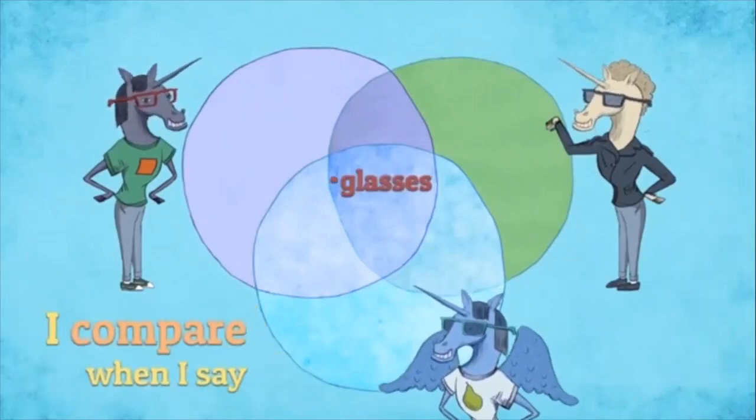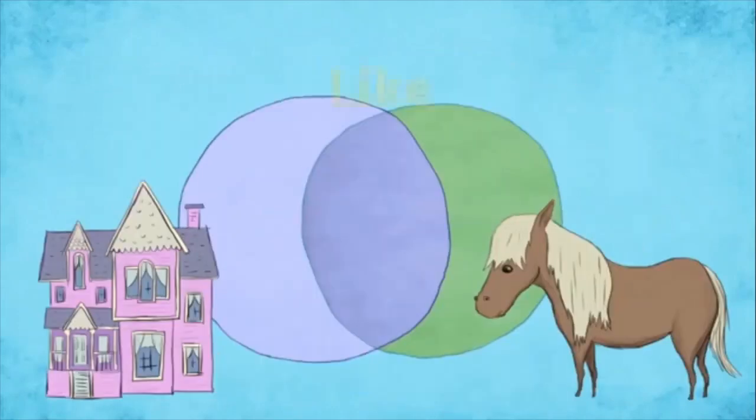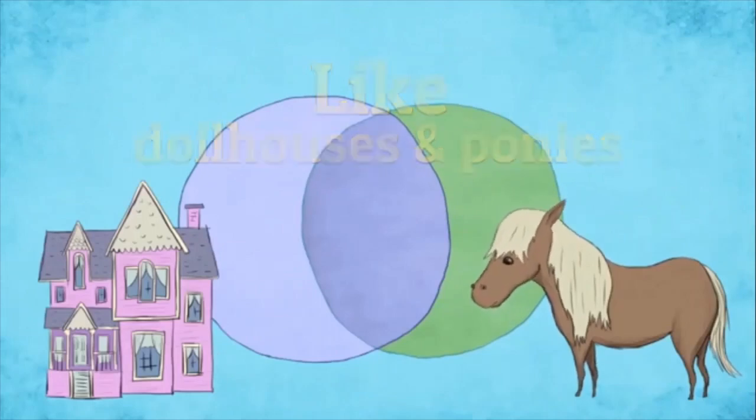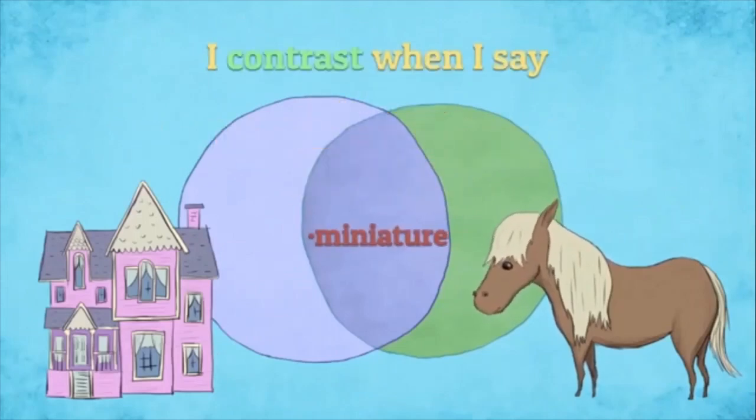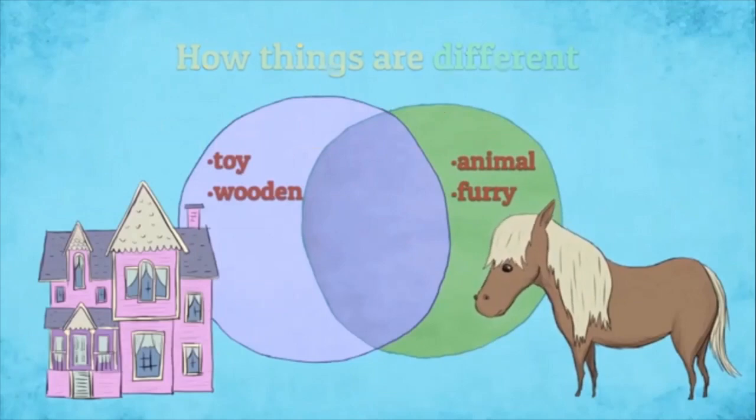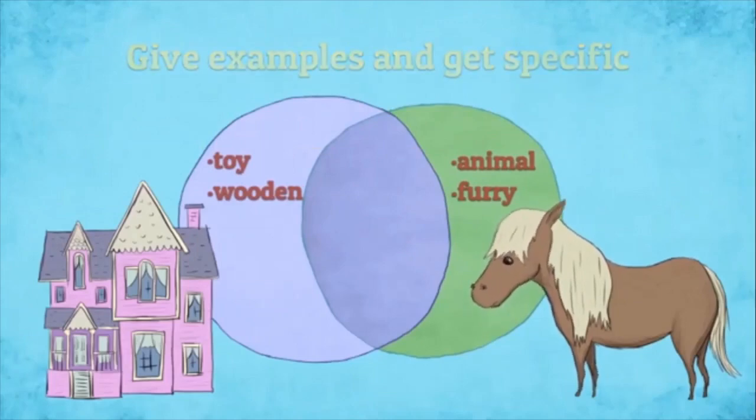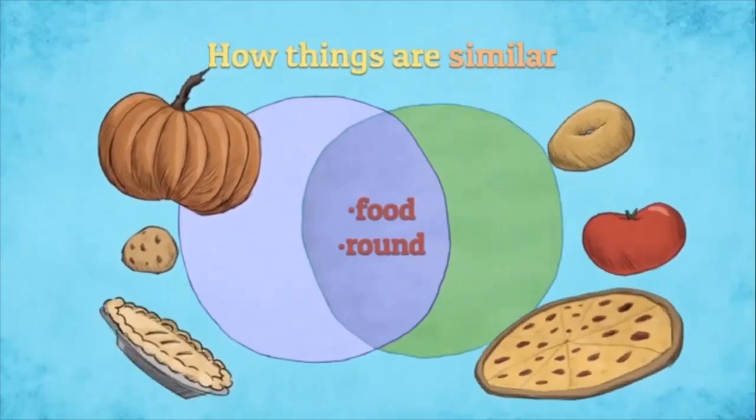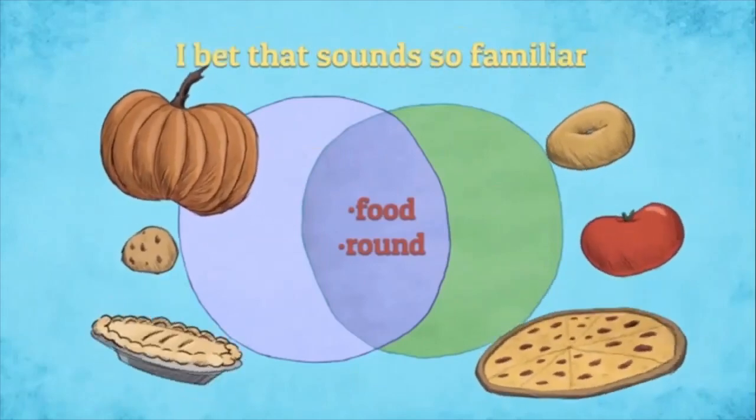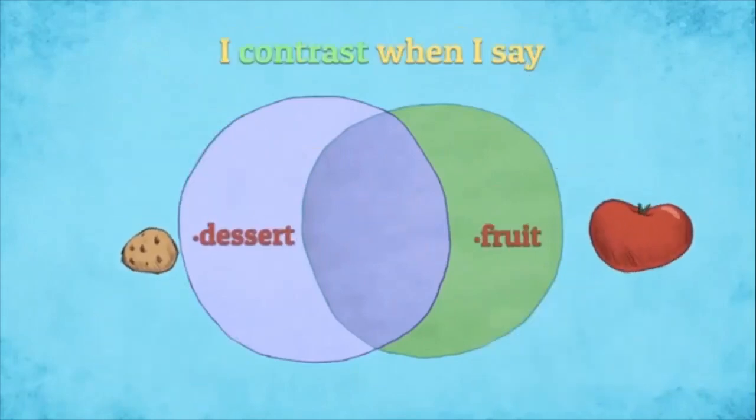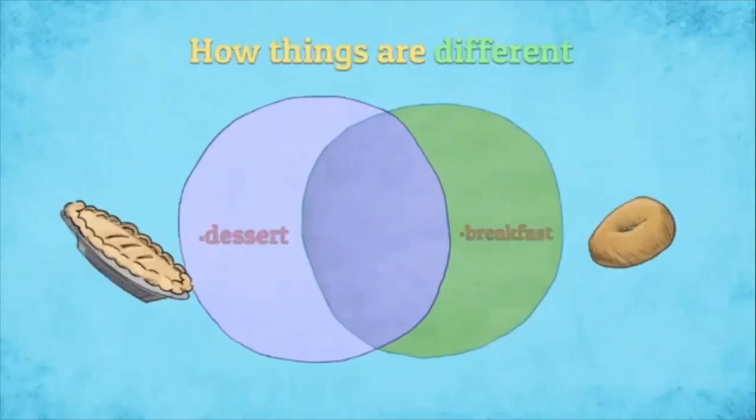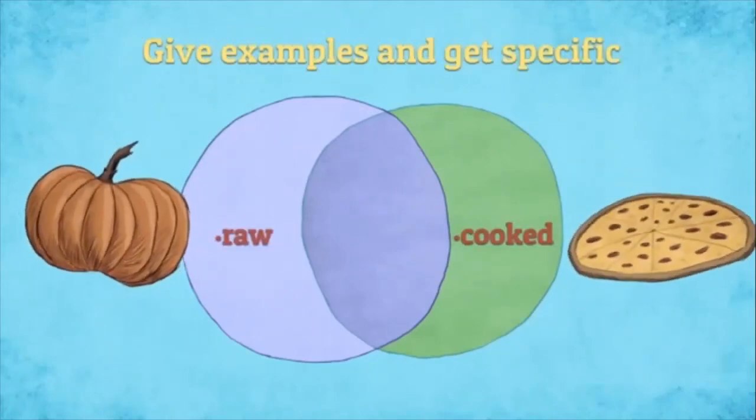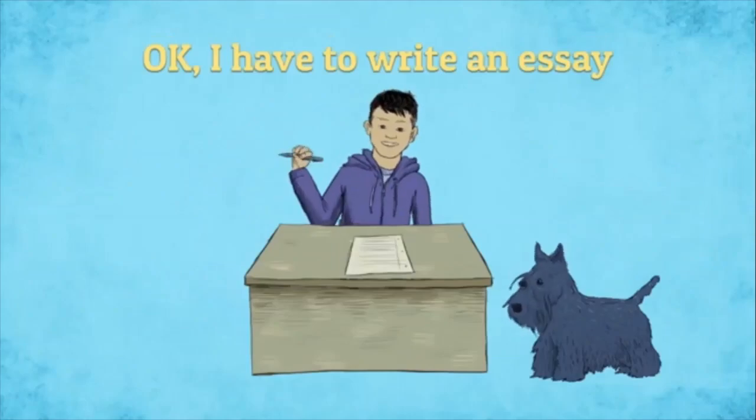I compare when I say how things are similar, like dollhouses and ponies, both miniature. I contrast when I say how things are different, give examples and get specific. You get it? I compare when I say how things are similar or the same. Yeah, I bet that sounds so familiar. I contrast when I say how things are different, give examples and get specific. You get it?